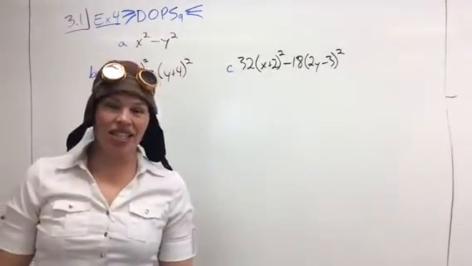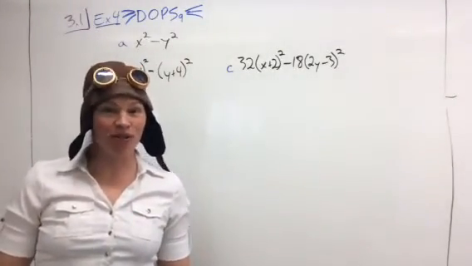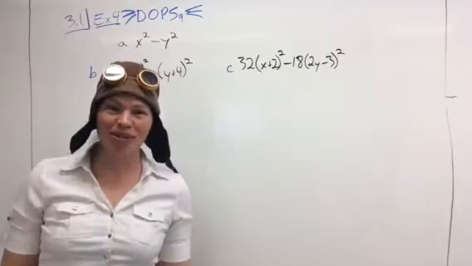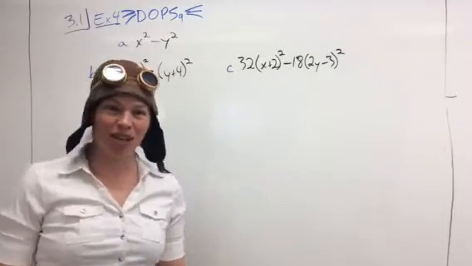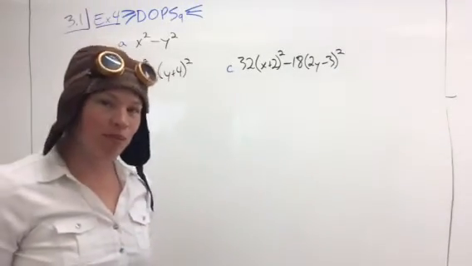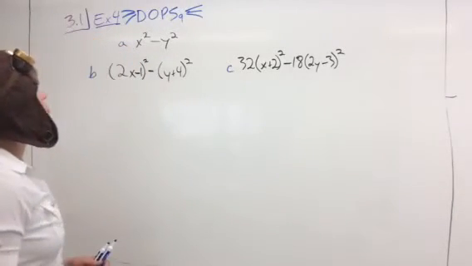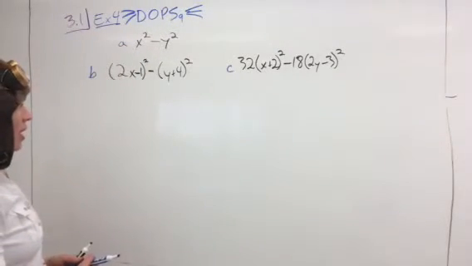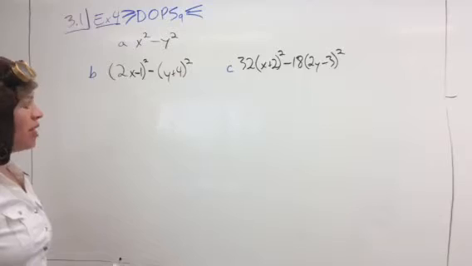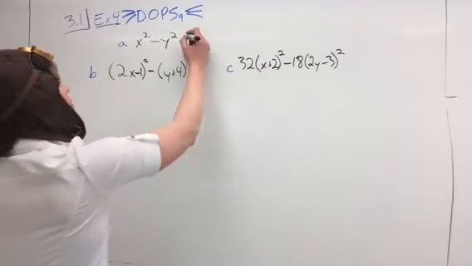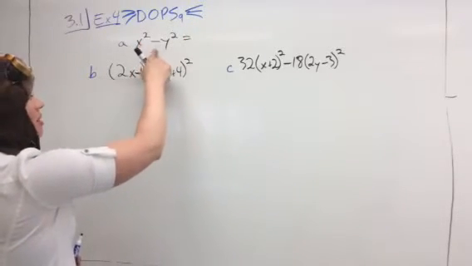Guess what, kids? Example 4 is a difference of perfect squares. Hey, remember? I told you, it just keeps coming back. But it's beautiful because it's simple. So the first one, A, gave us x squared minus y squared. That's easy because it's a squared minus a squared.